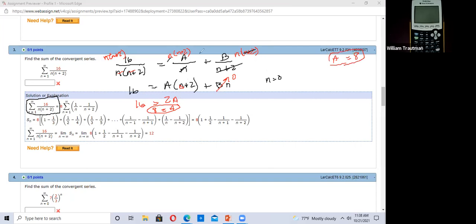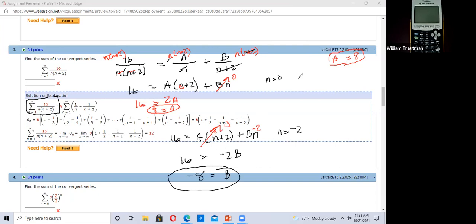And then we're going to try it again. If I rewrite this, 16 equals a times n plus 2 plus bn. And this time say n equals -2, because if I put a -2 in here, it turns to 0. And that's what we wanted to do for partial fractions. That turns to 0. If I put a -2 in here, I end up with 16 equals -2b. Divide both sides by -2 and b equals -8. So a equals 8 and b equals -8.